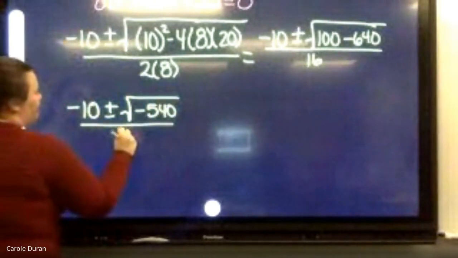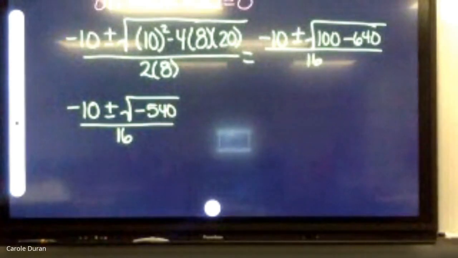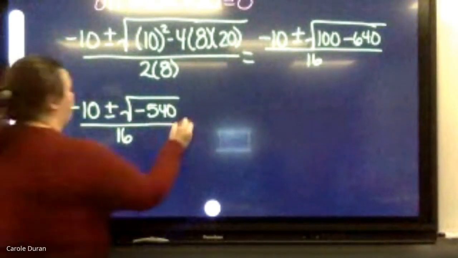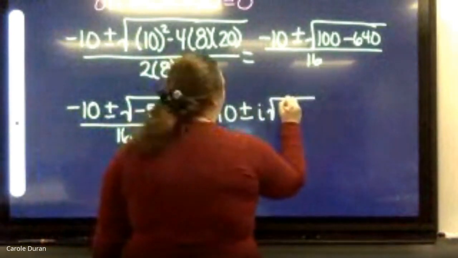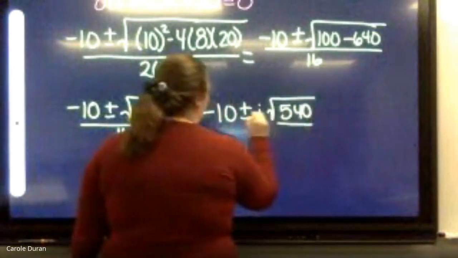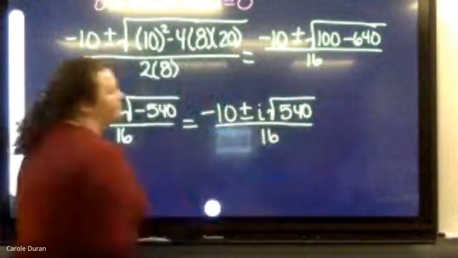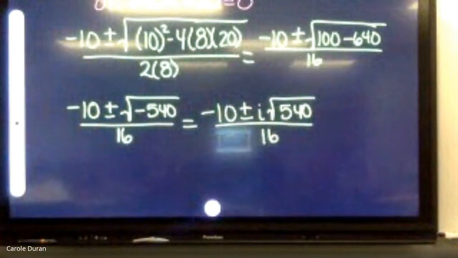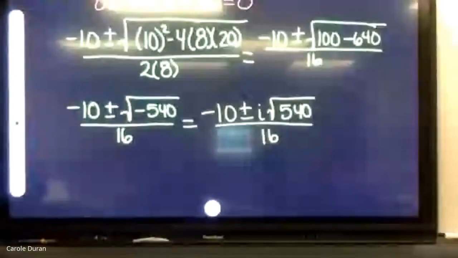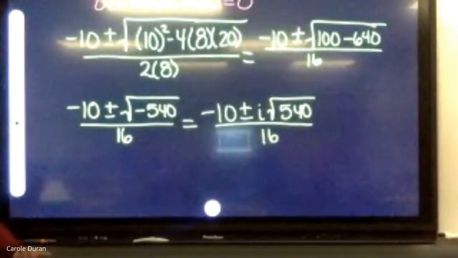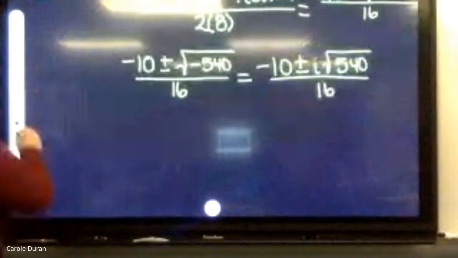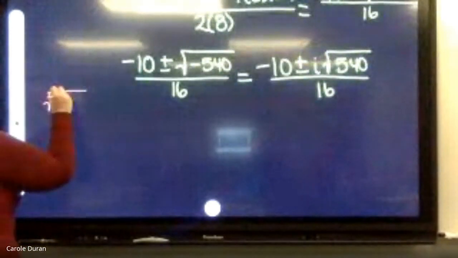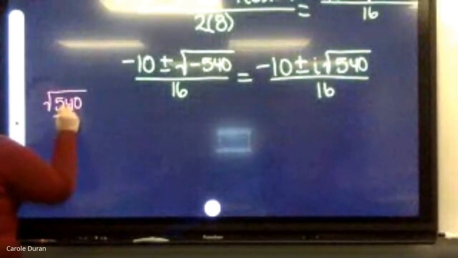over 16. What is the first thing I do when I see that negative under the square root? Put an i out front and get rid of it. So I get negative 10 plus or minus i times the square root of positive 540 all over 16. And then I factor tree 540.